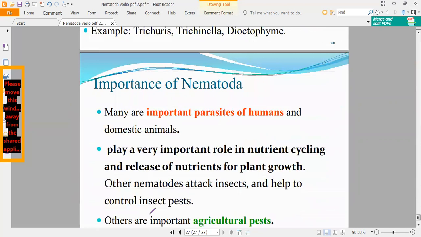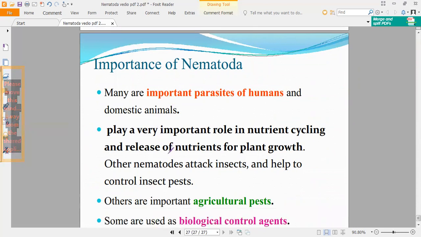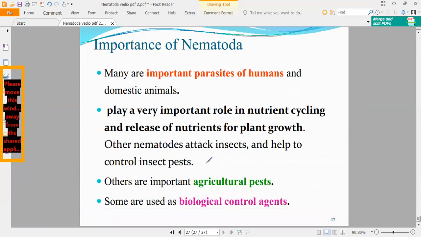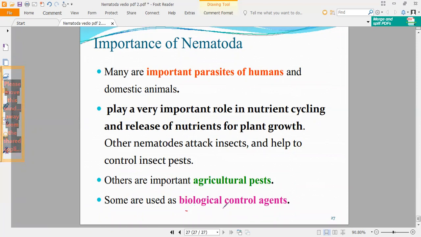Importance of the nematoda. Many nematodes are parasitic to humans and domestic animals. They are medically useful. They play a very vital role in nutrient cycling and the release of nutrients for plant growth. They can be used in environmental and ecological systems. They sustain the environment by decomposing dead organisms, and they also attack other insects and help to control insect pests. Others are important in agricultural roles. They are used for biological control because they are very effective at killing or capturing insects, and they are known as biological control agents. This is all about the nematoda.